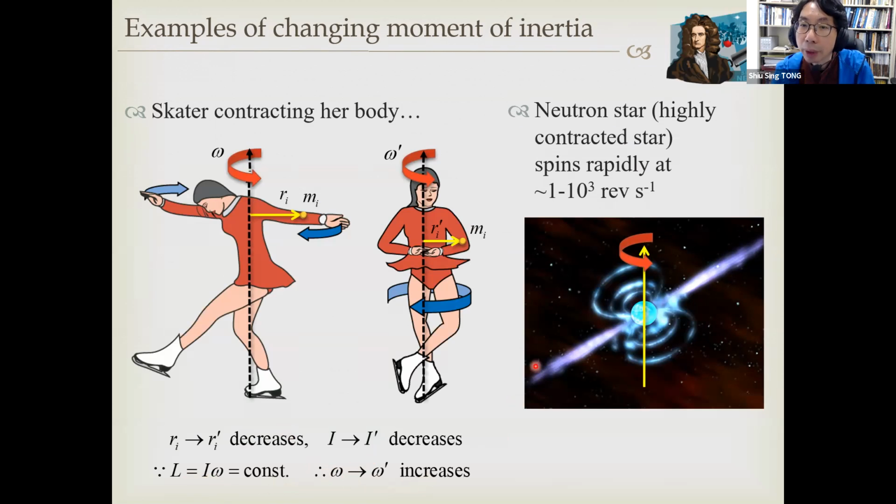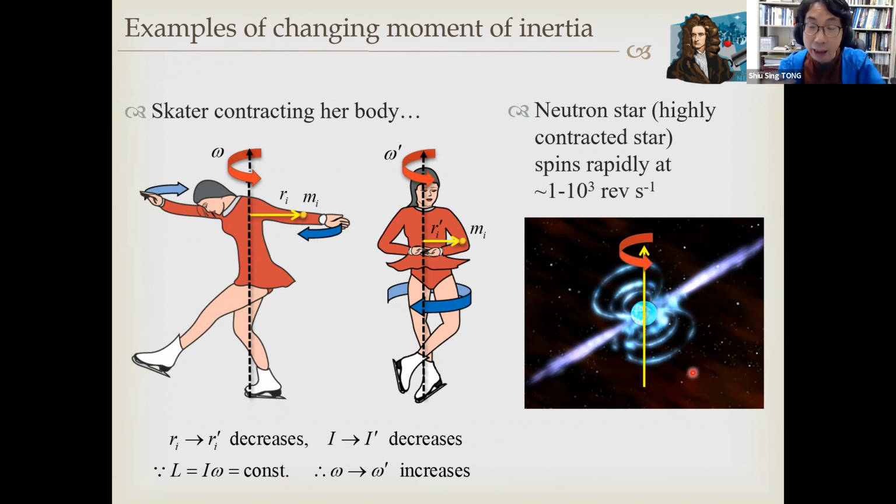Now we also have another example in astrophysics, and that's about the neutron star. A neutron star is a highly compact object. It is just about the size of Hong Kong Island, maybe 20 kilometers in diameter, about that size. But a neutron star has the mass of the sun. Imagine the mass of the sun is now compressed to the size of Hong Kong Island, and that is the density of a neutron star.